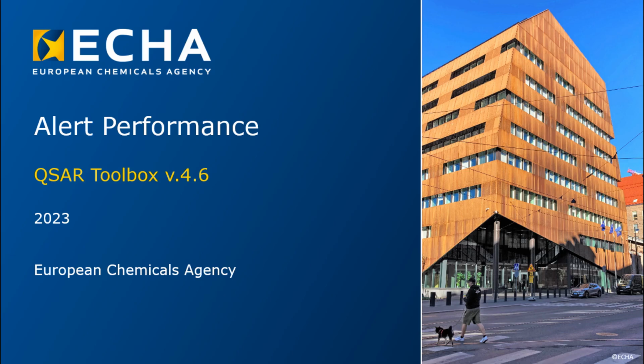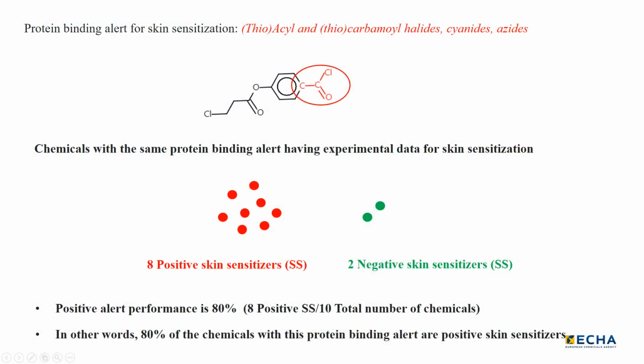Hello everyone, the topic of this video tutorial is the alert performance functionality in the QSAR Toolbox. Before we start with the example, we need to know what alert performance actually is. Alert performance is calculated as a distribution of chemicals with the same alert group or chemical functionality across potency categories based on the experimental data of the target endpoint.